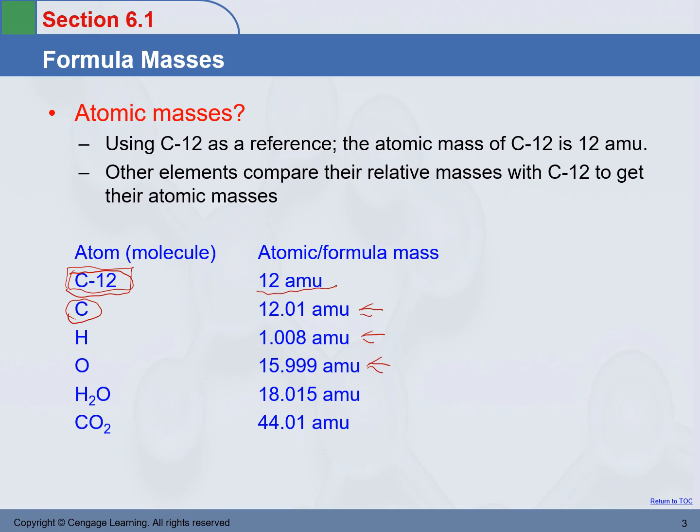All right, again, if the mass of one carbon-12 atom is 12 AMU, the mass of one H2O formula will be 18.015. You use the atomic mass of hydrogen times 2 plus the atomic mass of oxygen. That's how you get it. And the mass of one CO2, carbon dioxide, formula will be 44.01. Again, these are their relative masses in AMUs.